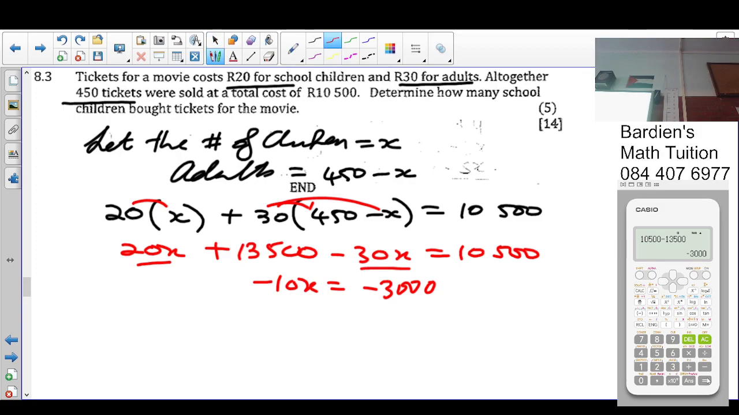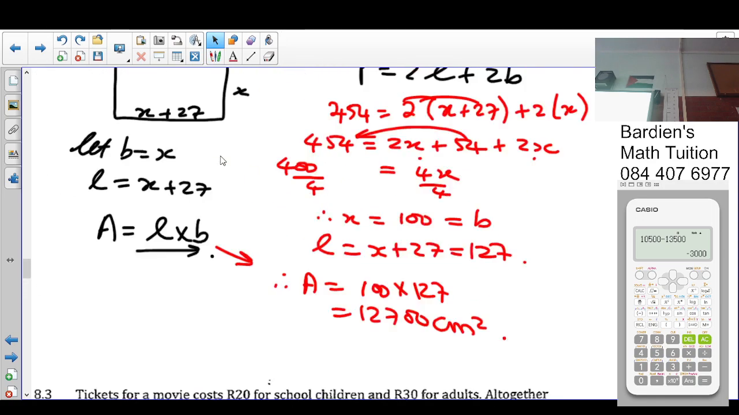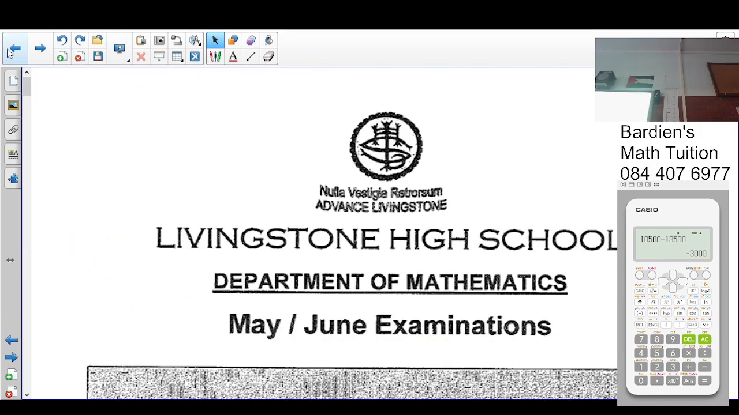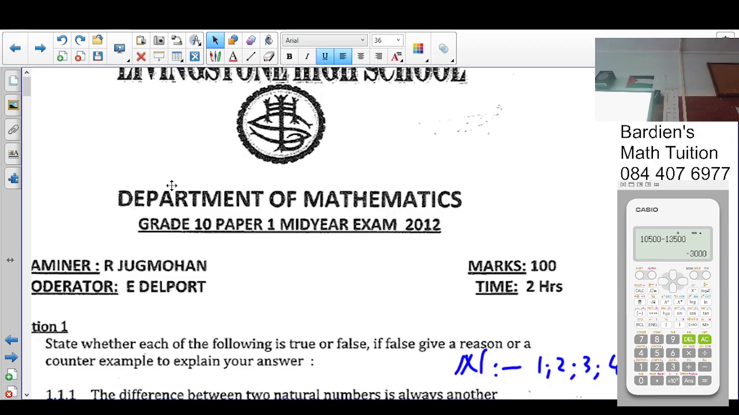And of course, divided by negative 10 both sides, we get 300. So 300 of the tickets were school children. Okay. So that basically brings us to the end of paper 1. The question paper and memo can be found in the description box below.